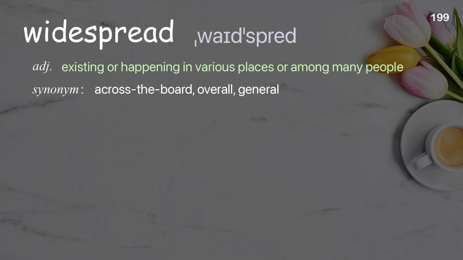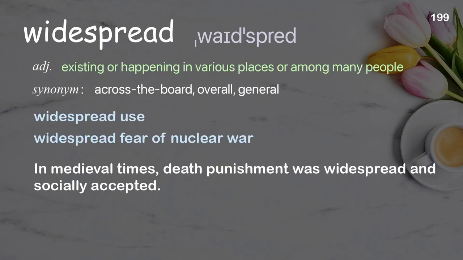Widespread. Existing or happening in various places or among many people. Examples: widespread use, widespread fear of nuclear war. In medieval times, death punishment was widespread and socially accepted.